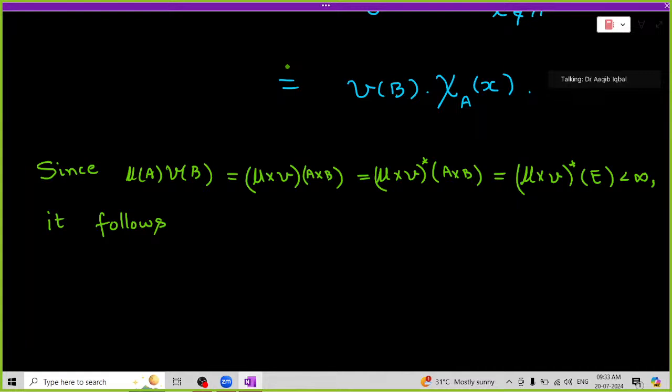It follows, now that it's a finite quantity, ये कट शॉर्ट करके लिख रहा हूँ. हालांकि इसमें थोड़ी सी टेक्निकलिटीज़ हैं, लेकिन मैं आपको ज़बानी बताऊँगा. ठीक है? This is a finite quantity. Product of these two quantities is a finite quantity.